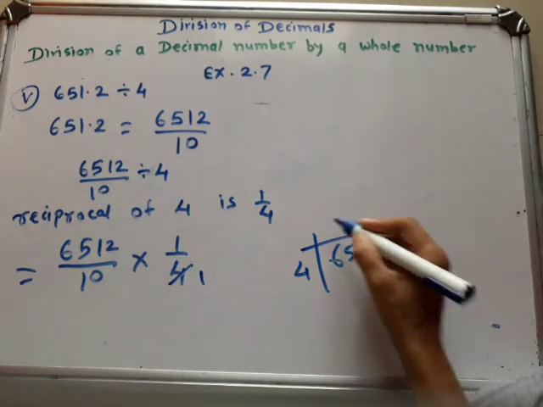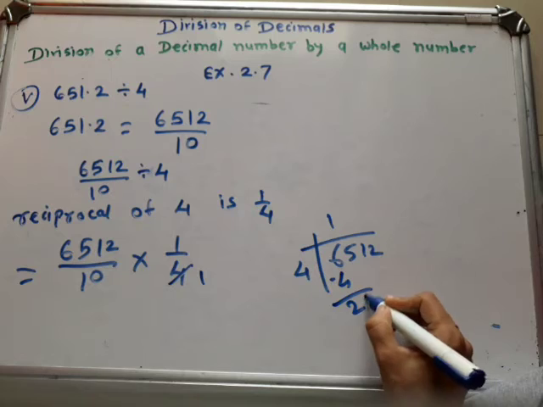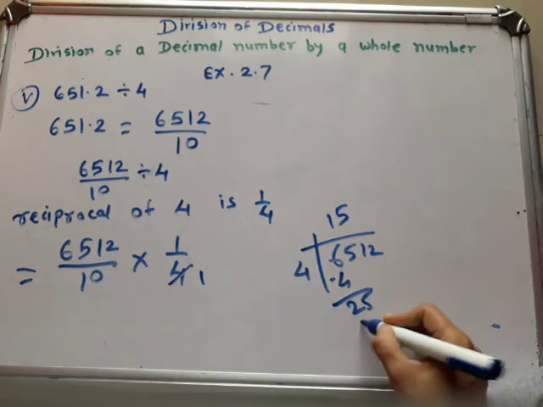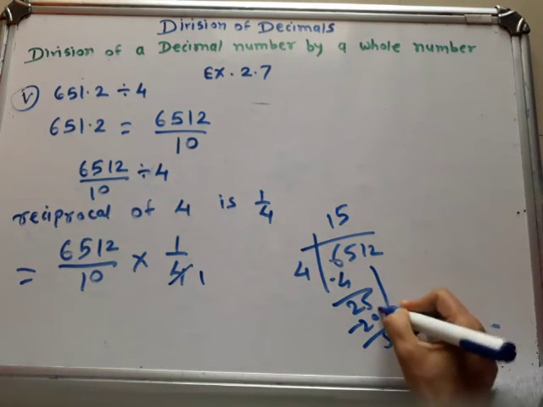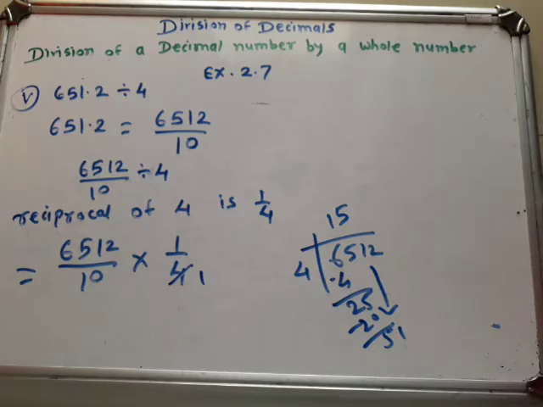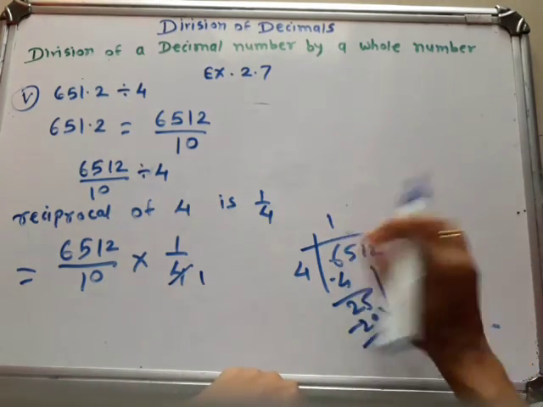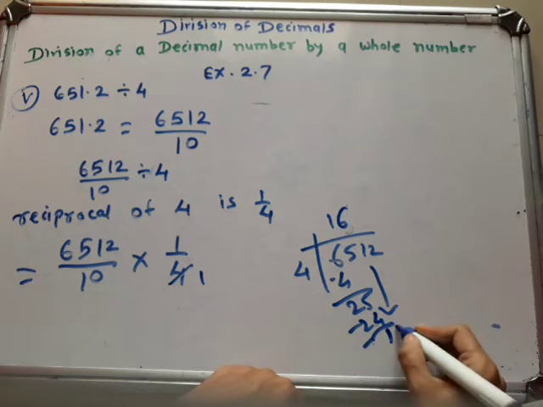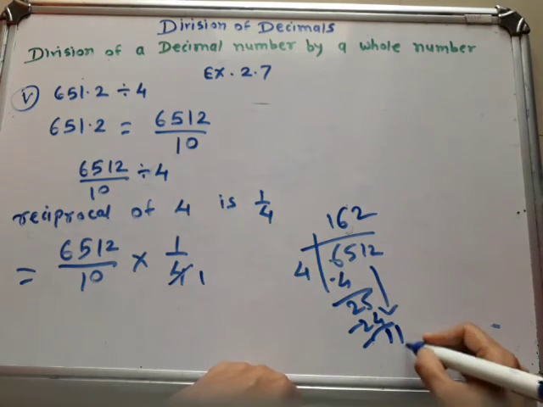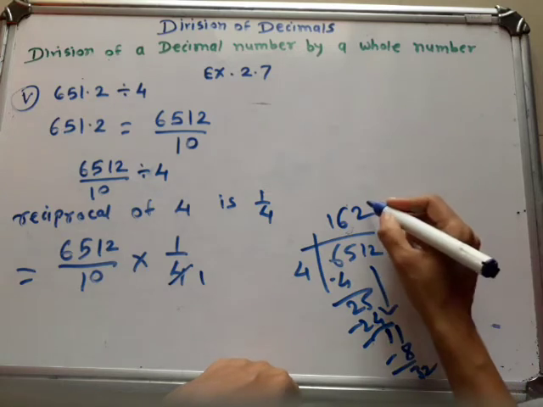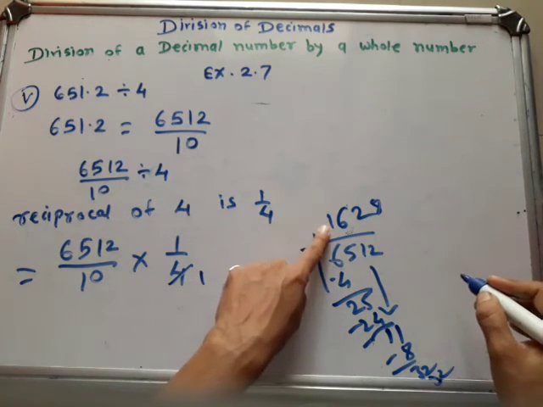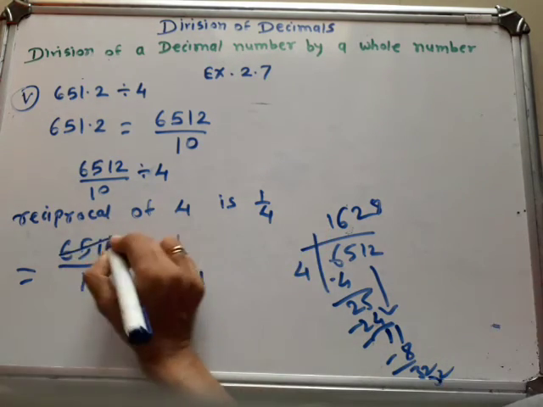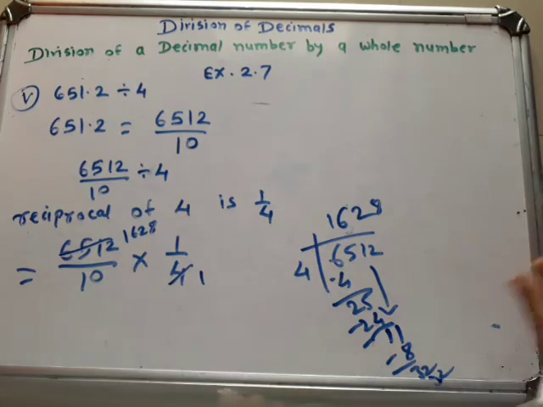6512 divided by 4. 4 1s are 4. 2 remainder. 4 5s are 20. Again 5 remainder. Next is 1. 4 6s are 24. Here we write 24. 1 remainder. Next 11. 4 2s are 8. 3 remainder. And 4 8s are 32. Means here we get the answer 1628. Okay, this is your answer.